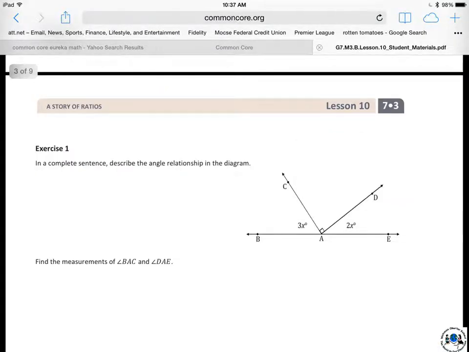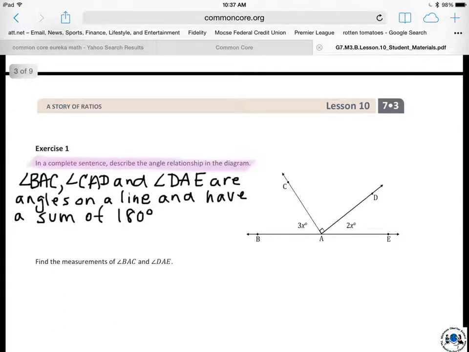For exercise 1, again using some words to describe angles: in a complete sentence, describe the angle relationship in the diagram. Go ahead and see what you can do with that, and I will do it while I'm gone, and we can come back and compare answers. Okay, so here's my sentence, again using abbreviations when you can: angle BAC, angle CAD, and angle DAE are angles on a line, and of course they have a sum of 180. All right, sum of 180.